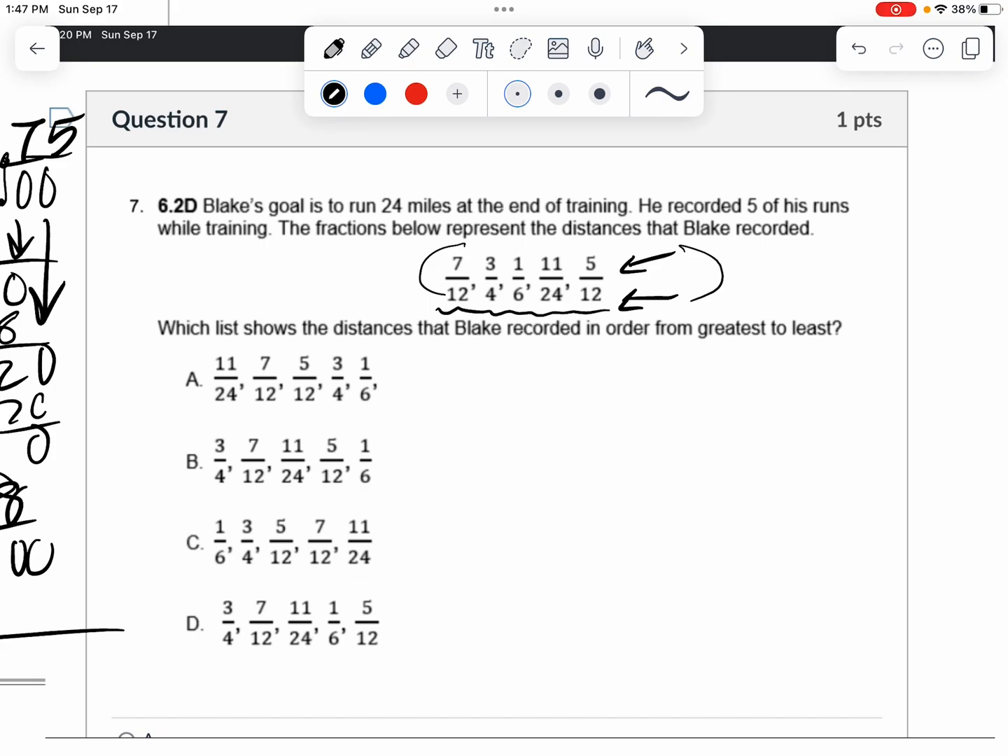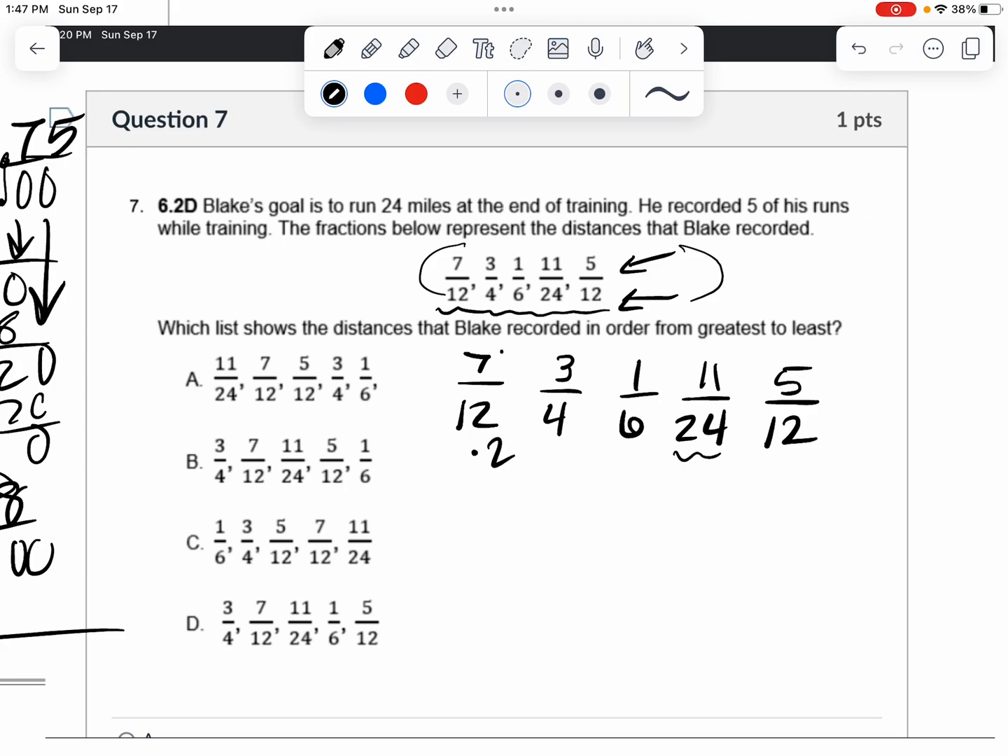Okay, so 12, 4, 6, 24, and 12. So I'm going to have 7 twelfths, 3 fourths, 1 sixth, 11 24ths, and 5 twelfths. Well, our least common multiple, our least common denominator is going to be 24. All these are factors of 24. So how do I get from 12 to 24? I multiply by 2. What I do to the bottom, I do to the top. So that's going to be 14 24ths.